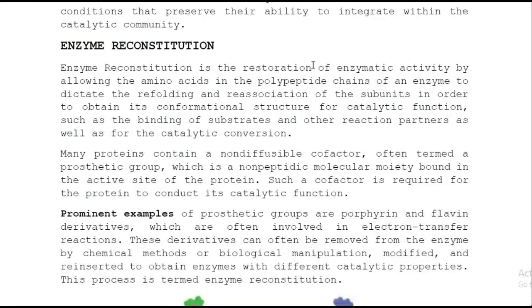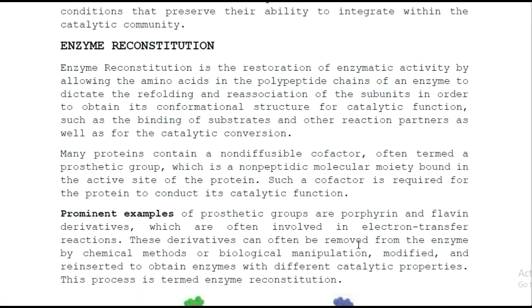Reconstitution is the restoration of enzymatic activity by allowing the amino acids in the polypeptide chain of an enzyme to dictate its refolding and reassociation of the subunits in order to obtain its conformational structure for catalytic function. Once a protein is in powder form, it does not have its three-dimensional structure, it cannot catalyze reactions. But once you are able to reconstitute that enzyme, the amino acids dictate themselves, it stands up and forms, and it's able to perform its essential function.